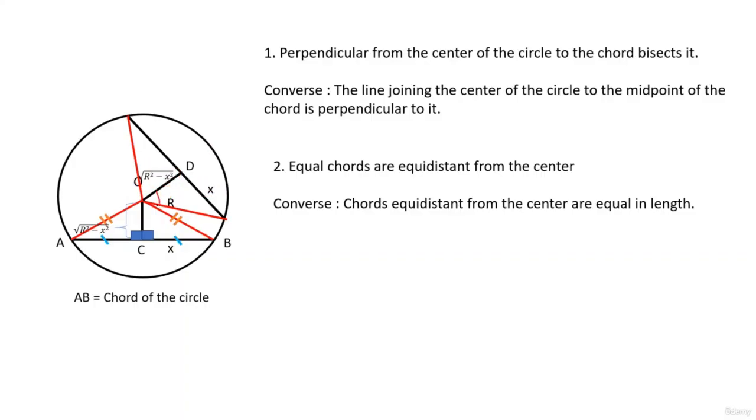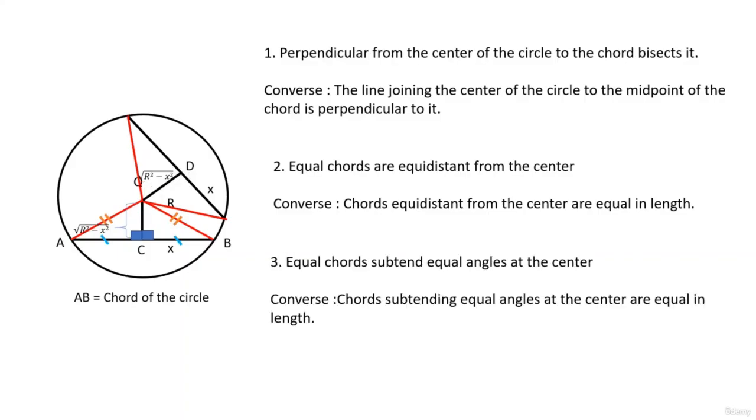Okay, that means this angle and this angle are same by symmetry. This entire angle will be same as this angle, right? And that's the last property we need to know, that is equal chords are always subtending equal angles at the center, or chords subtending equal angles at the center are always equal in length. Okay, let's solve a few questions based on these three concepts we've seen right now.